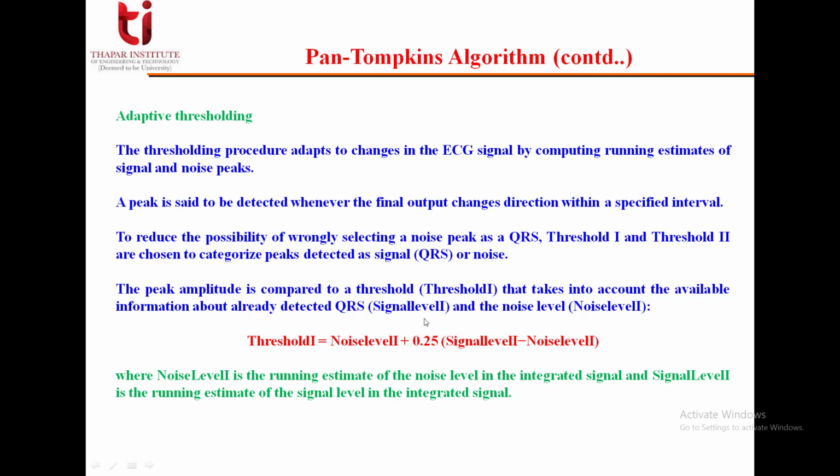So we are using signal level 1, or we can say noise level 1, that is already detected from the available information. So you can calculate threshold 1 as equal to noise level 1 plus 0.25 times (signal level 1 minus noise level 1). Here noise level 1 is the running estimate of the noise level in the integrated signal, and signal level 1 is the running estimate of the signal level in the integrated signal.